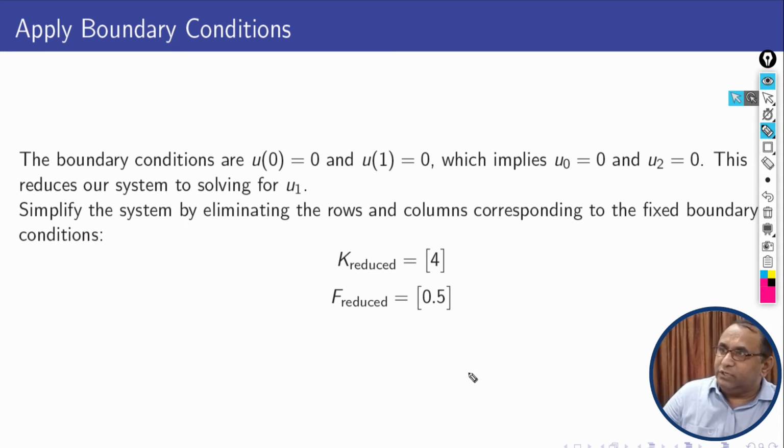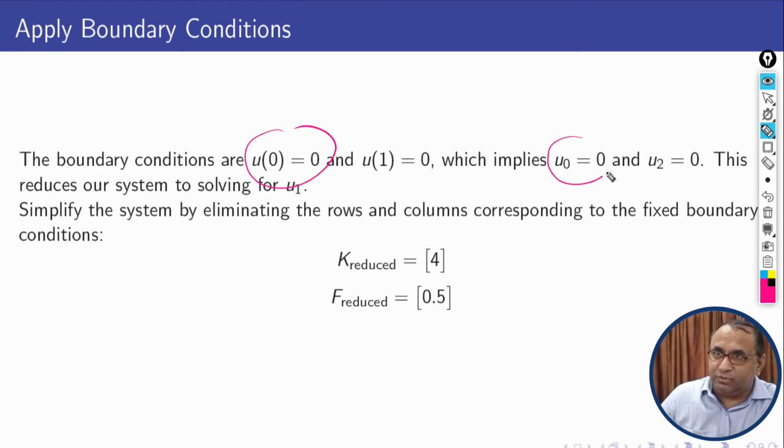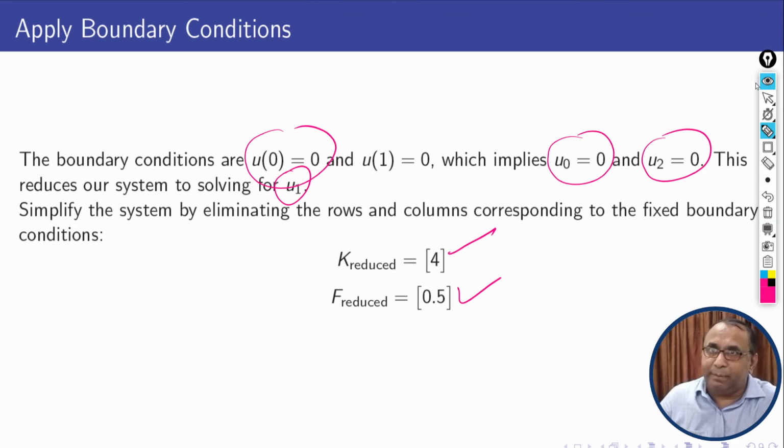In the above, we need to apply the boundary conditions. The boundary conditions given here are U0 is equal to 0 and U2 is equal to 0. So this will reduce our system to solving for U1 only. So K reduced will be equal to 4 and F reduced we will have is only 0.5. Come back here for more understanding.